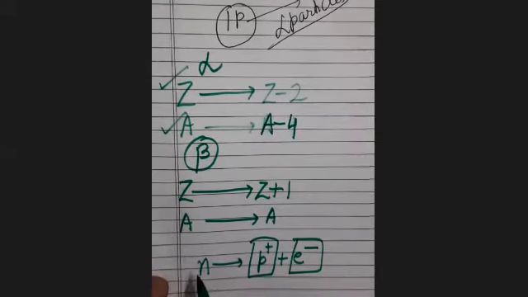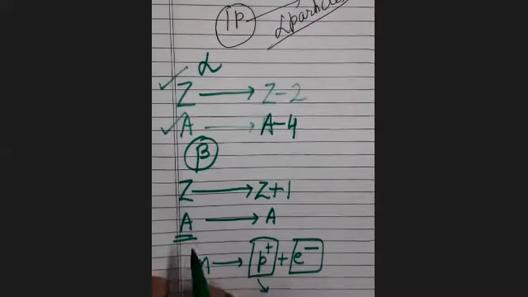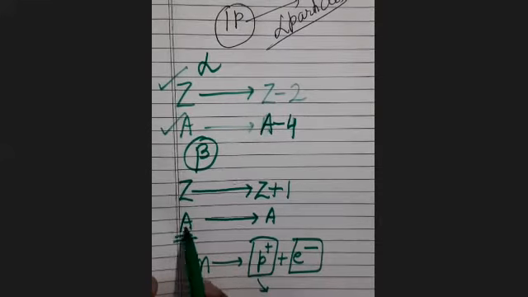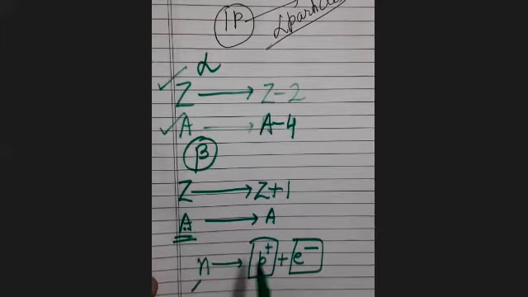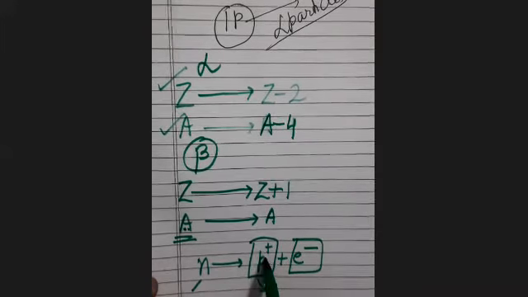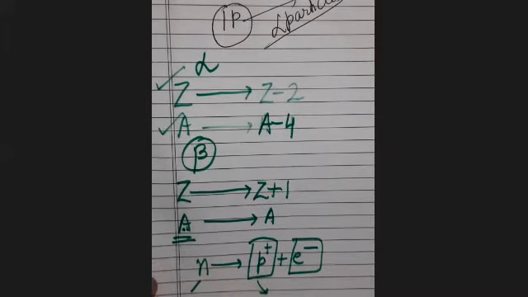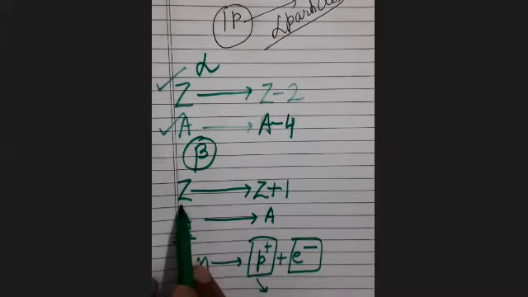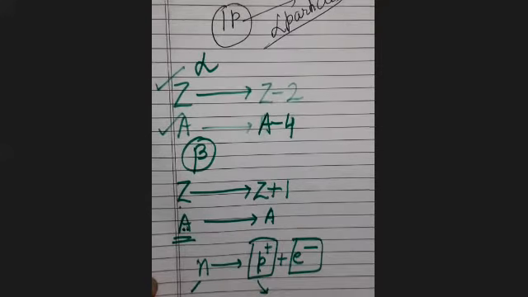So see, one neutron is lost but one proton is produced, so the mass number will be unchanged. Why? Because it is the total of the number of protons and neutrons. One neutron is decreasing, so one extra proton is forming, so it will remain unchanged. But what will happen to the atomic number? Atomic number is the proton number, and protons are increasing by 1. So it will become Z plus 1.